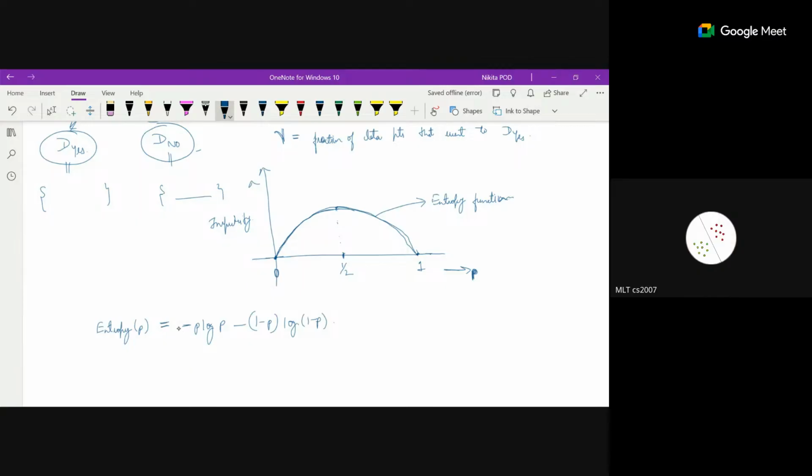If you try plotting this somewhere, you can see the structure is going to be like this for this function. And this is the entropy function. Of course, the log function on its own is not going to look like this. I'm saying plot this entropy, and you will see it has a structure like this. So this is the entropy function.